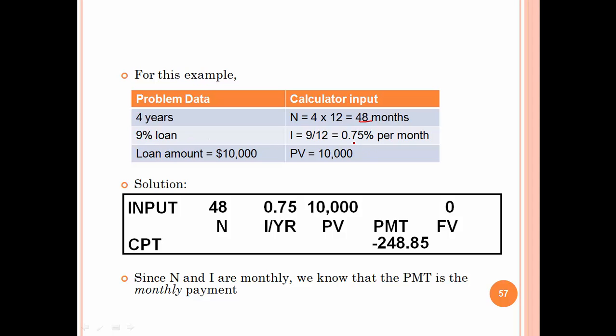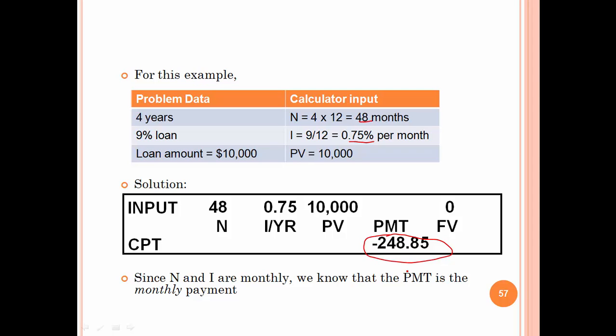A 9% loan means a 0.75% monthly interest rate, which is 9 divided by 12. And the loan amount is $10,000. So the present value of this loan, or of all the future loan payments, is $10,000. We put these numbers into the calculator and compute for the payment. The payment is about $248.85. So that means in the next 4 years, every month you're going to make a fixed payment of $248.85.